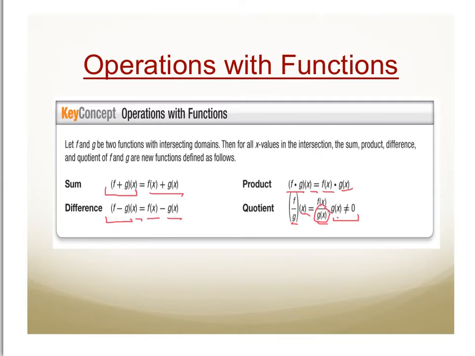So one thing they mention is that f and g have to be two functions with intersecting domains. What this means is that their domains have to overlap. So if you looked at the domain of f and g separately, they would have to have some sort of x values in common, or share some x values within their domain. Okay, so when you're looking at the domain of f and the domain of g separately, there would be x values that f and g have in common.